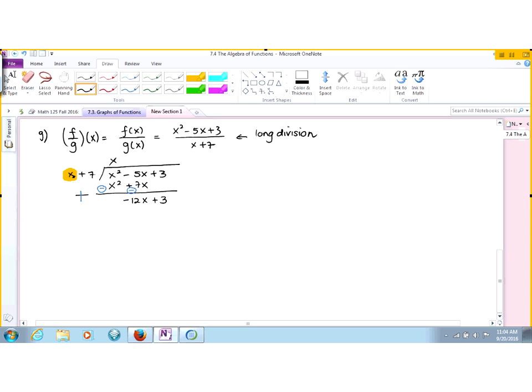So now, negative 12x divided by x. Negative 12? Okay, good. Now we have negative 12 multiplied by x plus 7. So negative 12 multiplied by x is negative 12x, negative 12 multiplied by 7. Isn't it 84? Yes. Okay. How do you get what?